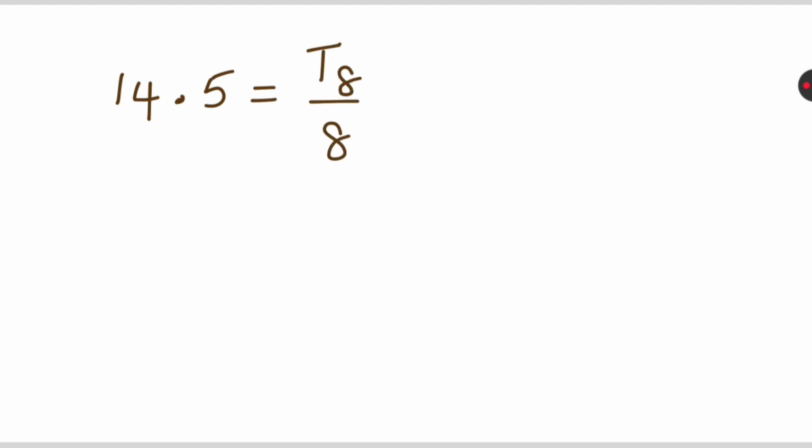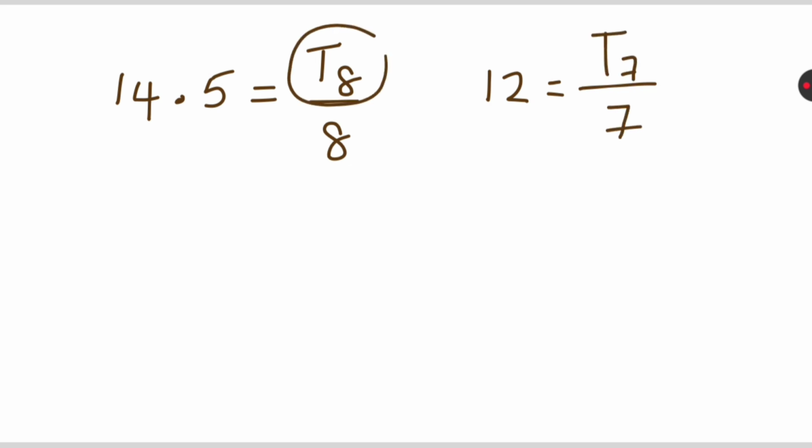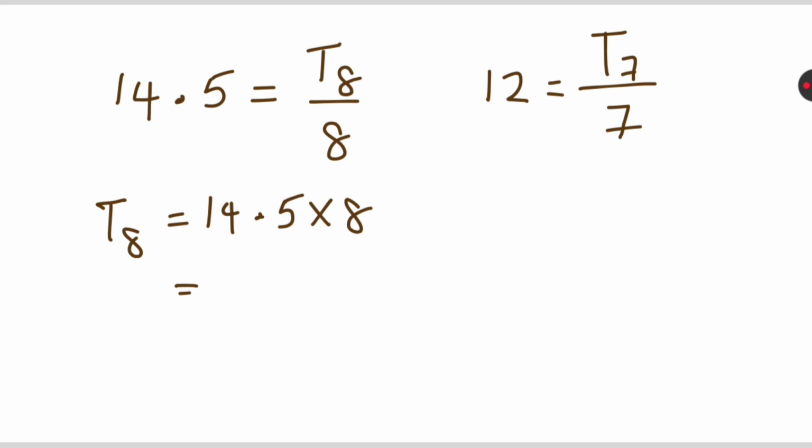So when the highest individual score is removed, the mean score of the remaining 7 players becomes 12 points. So mean 12 points for the 7 players. So from here we can find the T8 value, isn't it? So T8 is equal to 14.5 times 8, that is 116. So T8, the value is 116. The T7, the value is 12 times 7, which gives 84.